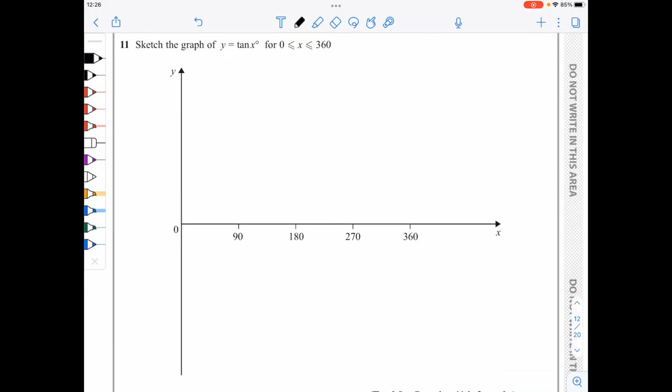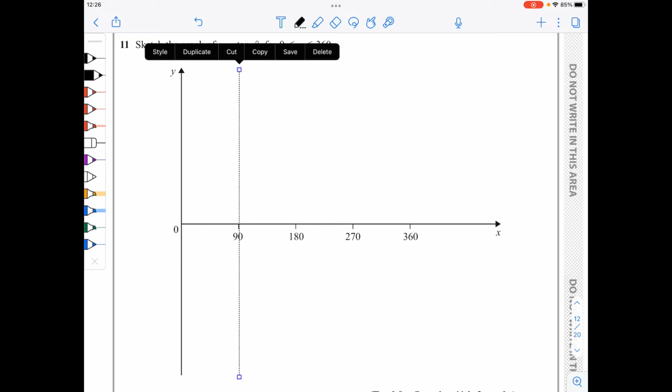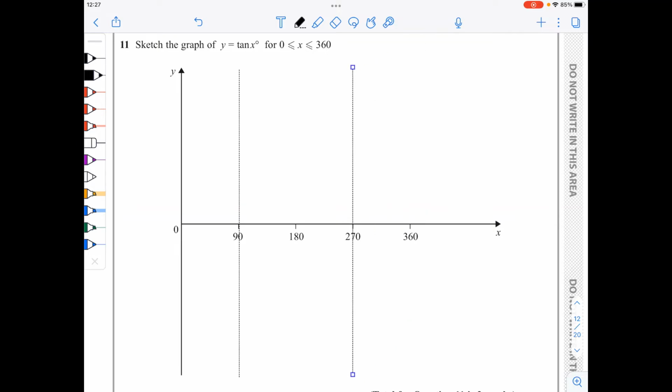In 11, we need to sketch the graph of tan x between 0 and 360. Now it is crucial to remember that tan x has asymptotes at 90 and 270. So I will start by drawing the asymptotes as dotted lines. The asymptotes are lines that we approach but never go through, and then the rest of the graph looks something like this. We cut the x-axis at 0, 180, and 360.